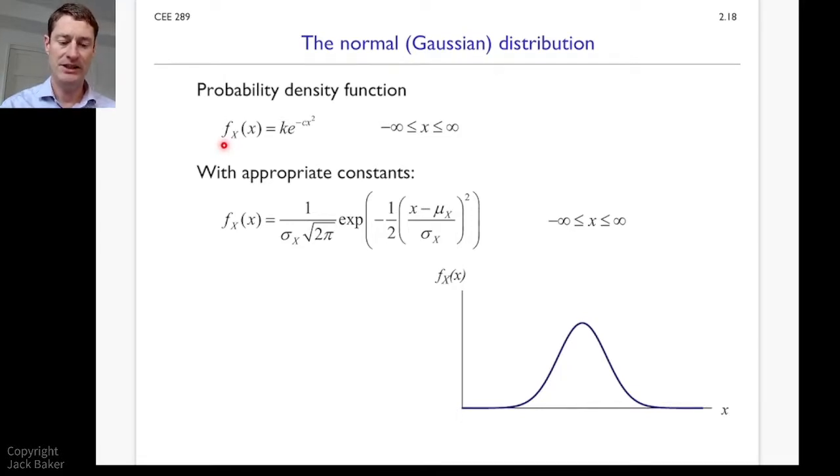So I've got my PDF notation for x, and then the functional form is basically e to the minus x squared. In this formulation, k and c are just constants. So it's e to the minus x squared. That's the key part of the functional form. So let's think this over.